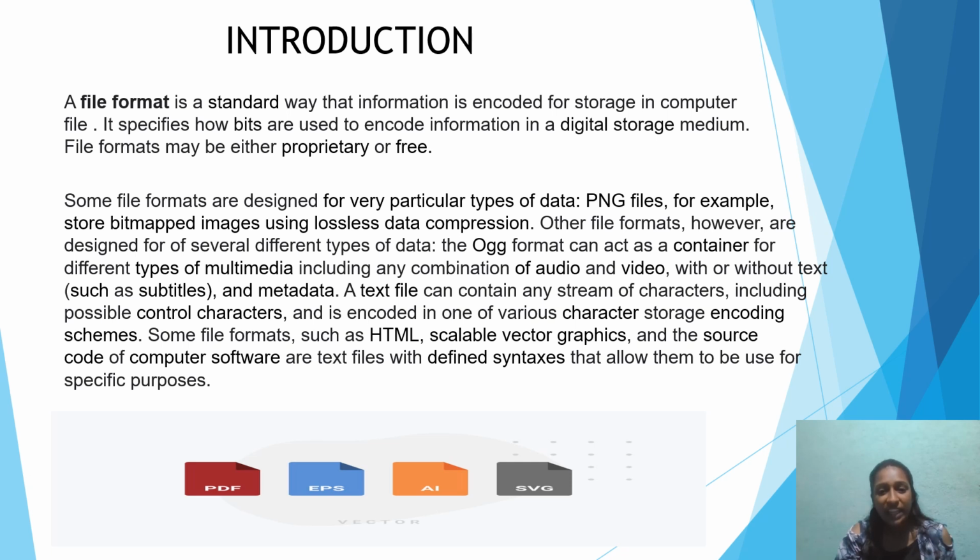A text file can contain any stream of characters, including possible control characters, and it is encoded in one of various character storage encoding schemes. Some file formats such as HTML, scalable vector graphics, and source code of computer software are text files with a defined syntax that allows them to be used for a specific purpose.